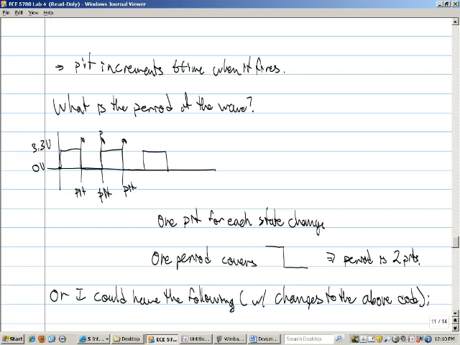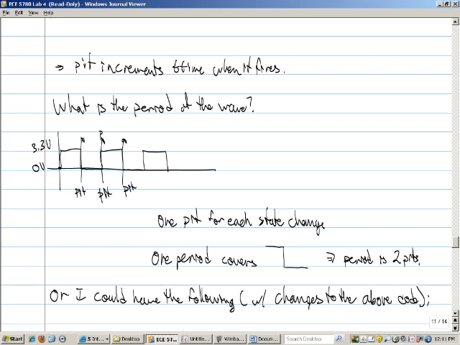So every time the PIT fires, if you have a scope on your output digital I/O pin, you have 3.3 volts, then the next PIT you have 0, then 3.3, then 0, then 3.3, then 0. One PIT for each state change. Okay? One period covers a high and a low. So our square wave has a period that's equal to 2 PIT periods on this guy. Okay?